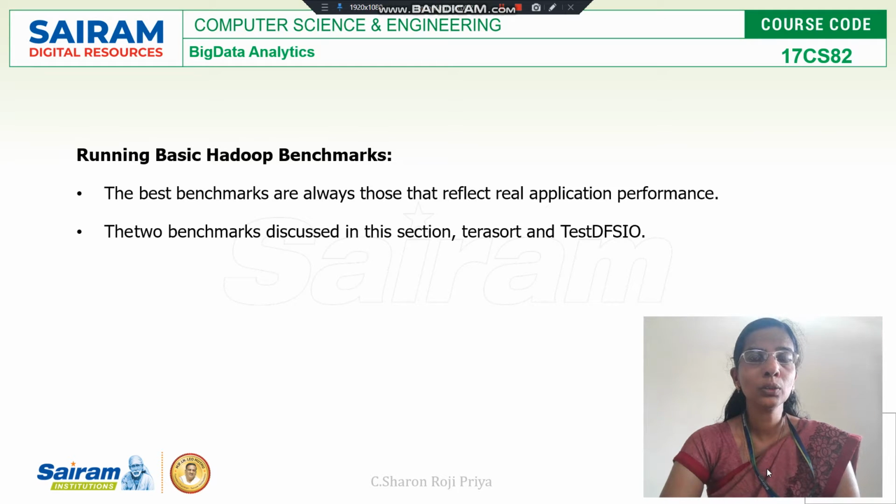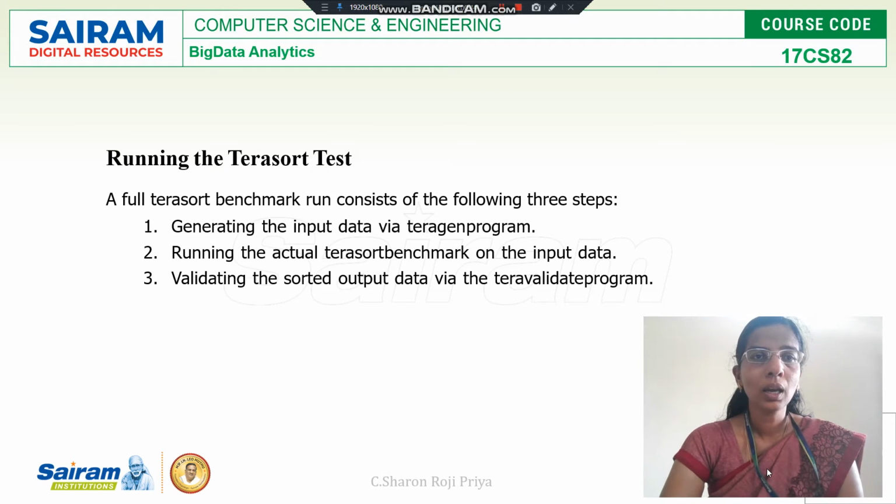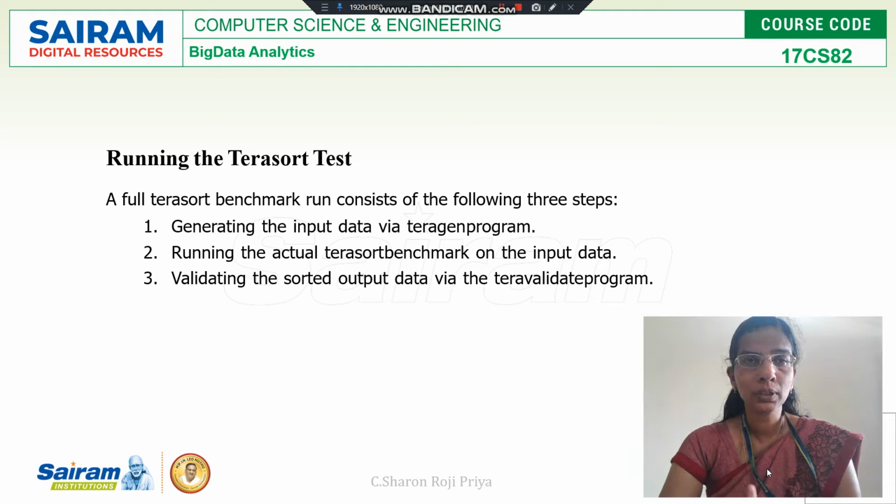And here I'm having two benchmarks. The first one is TeraSort and the next one is TestDFSIO, test distributed file system input output. Input output operation is nothing but read write operation. And these are the steps to run the first benchmark. The first benchmark is TeraSort. I have to sort a randomly generated huge volume of numbers and I have to validate my output.